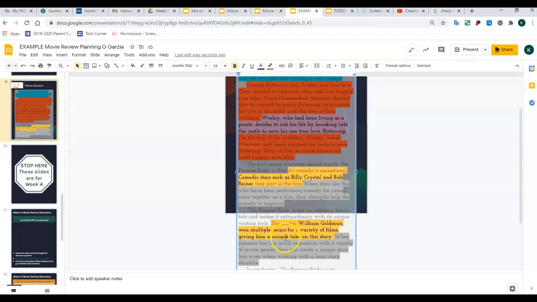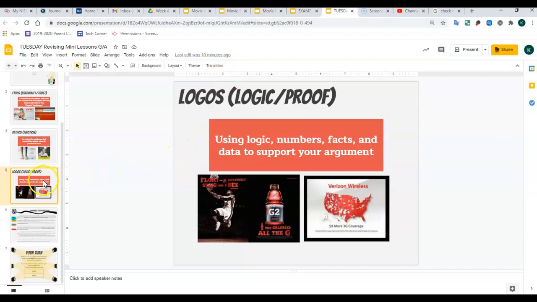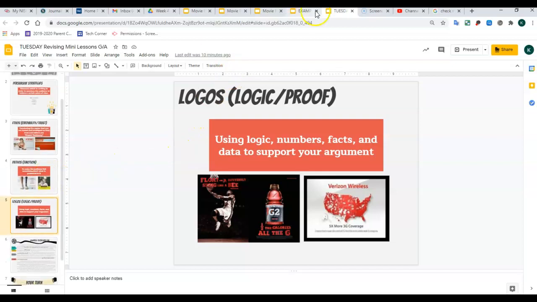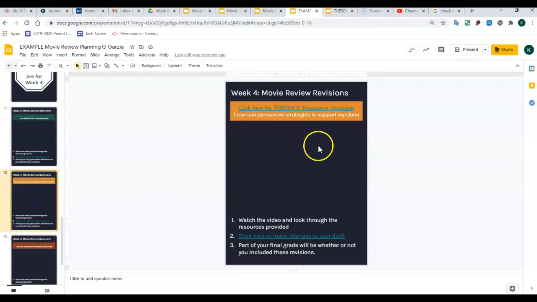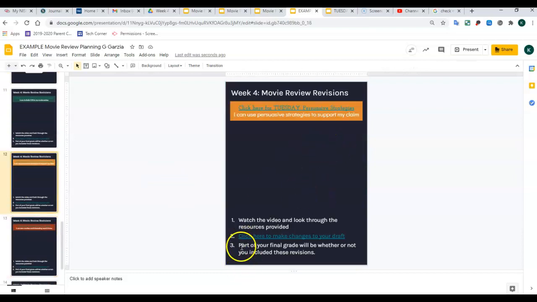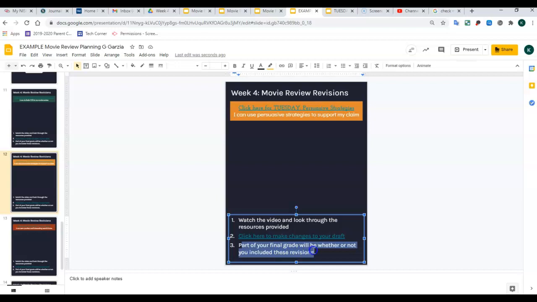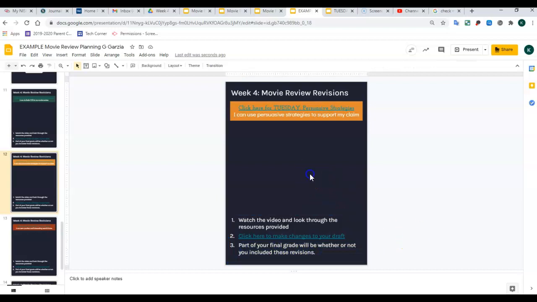If you don't have two of these three persuasive strategies, you need to make sure you're typing it into your rough draft and you're adding it and you're bolding it, okay? This is part of your major grade, okay? So, like it says, right down here, number 3, part of your final grade will be whether or not you included these revisions. You need to make sure that they're in there. Skipping this step is not allowed. Okay, so make sure you use your resources, ask if you have any questions, and have a great Tuesday.